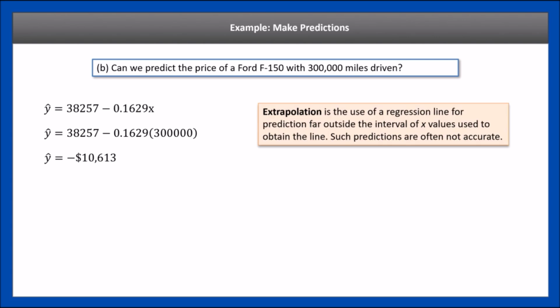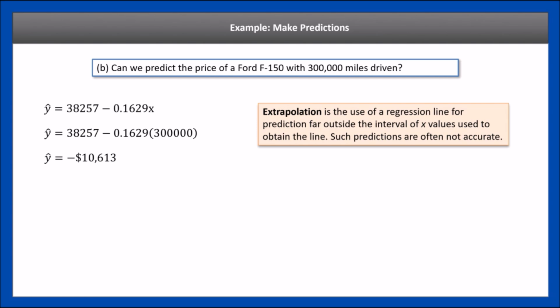So what we did here was we did an extrapolation. An extrapolation is when you take a regression line and you make a prediction far outside the interval of x values that you used. So here the largest x value that we had was 150,000-ish miles, and so we're taking a prediction well outside of that interval of the data that we collected, and that's called an extrapolation. They're often not accurate and they're nonsensical when you extrapolate too far.